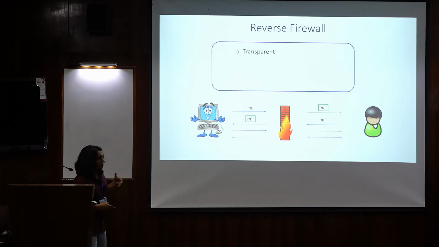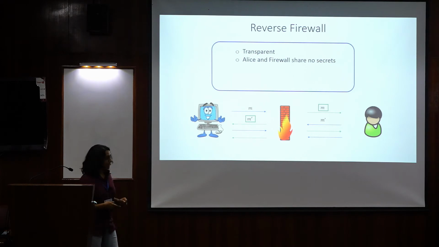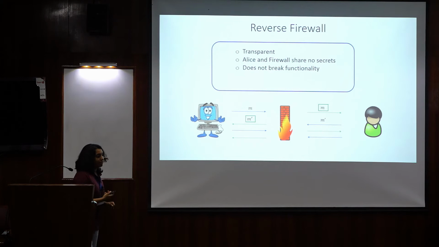We want this firewall to be transparent, so that we don't want Alice to know that there is a firewall sitting there, and we don't want Alice to change what she does in the protocol. And importantly, we don't want Alice and the firewall to share any secrets. So the reverse firewall should not break the functionality of the underlying protocol, and the firewall is not trusted. So what we want is security even if the firewall is corrupt, and security even when the implementation is corrupt.